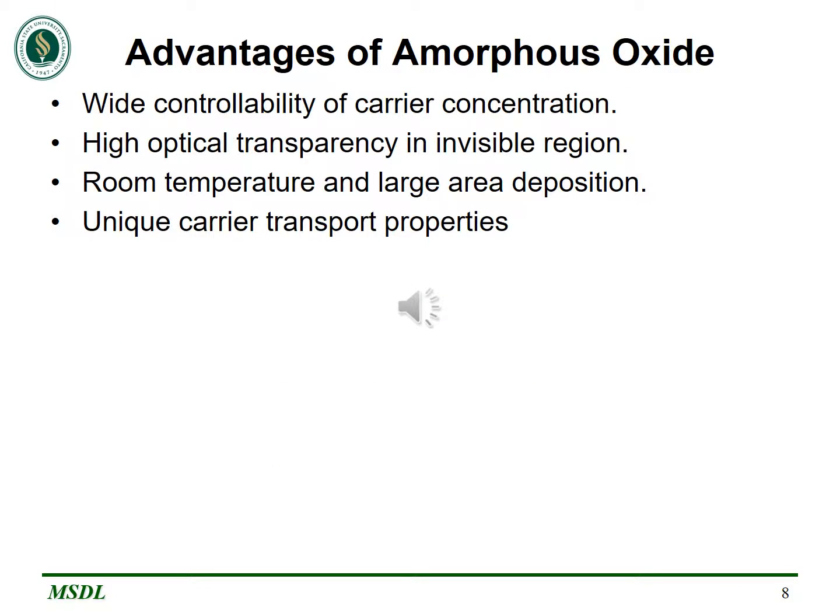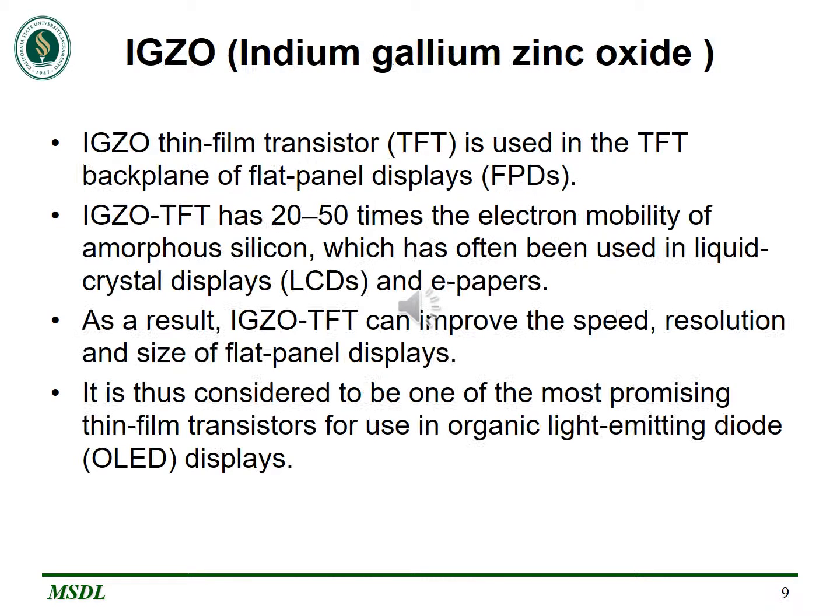These are the advantages of amorphous oxides. Firstly, it has a wide controllability of carrier concentration. Also, it has a high optical transparency in visible regions, and it also has the capacity to work at room temperature and has a very large area for deposition. Last but not the least, it has unique carrier transport properties too.